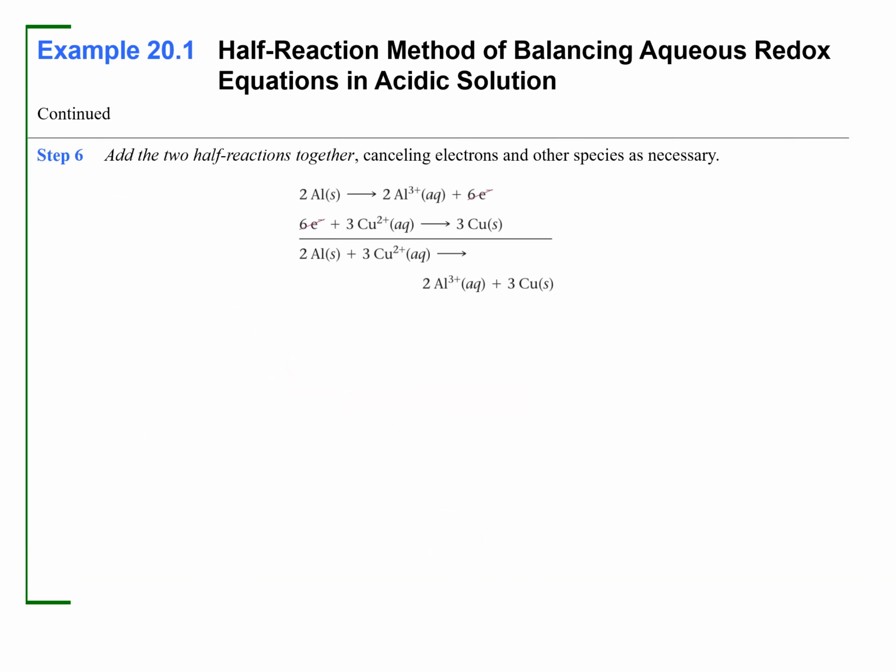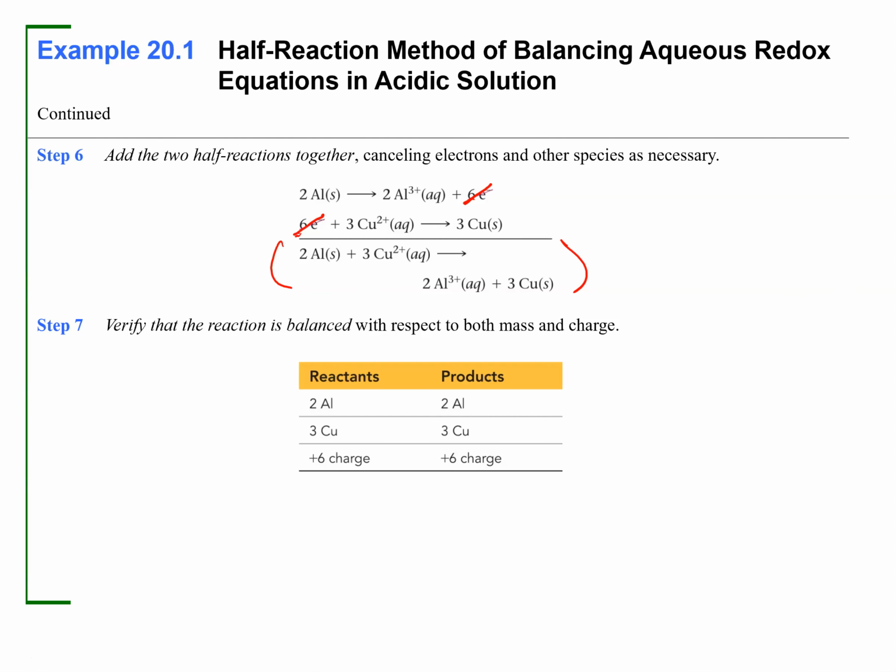So here's what it looks like. We're going to add them back together, and in this case, we have 6 electrons on the reactant side, 6 on the product side. Those are going to cancel with one another, but nothing else cancels. So the overall balanced reaction is 2 aluminums plus 3 copper 2 cations in aqueous solution react to form 2 aluminum 3 aqueous cations plus 3 copper. And then you just double check everything to make sure it's balanced.